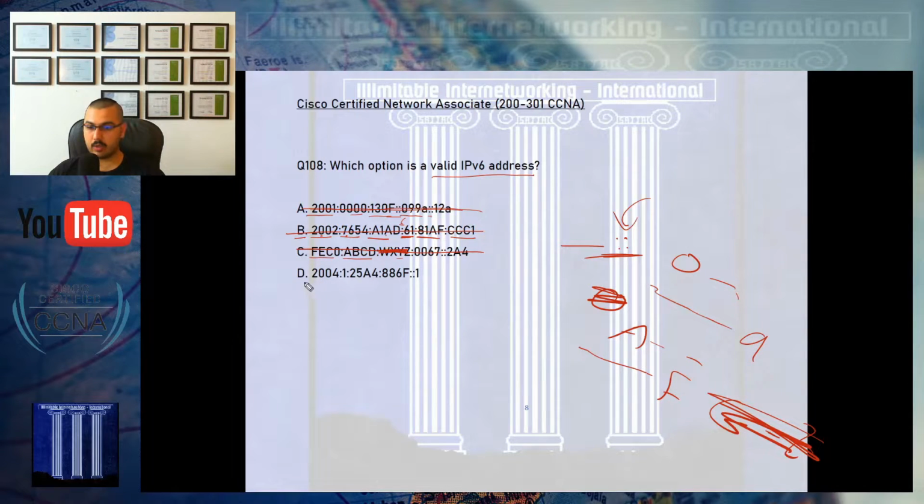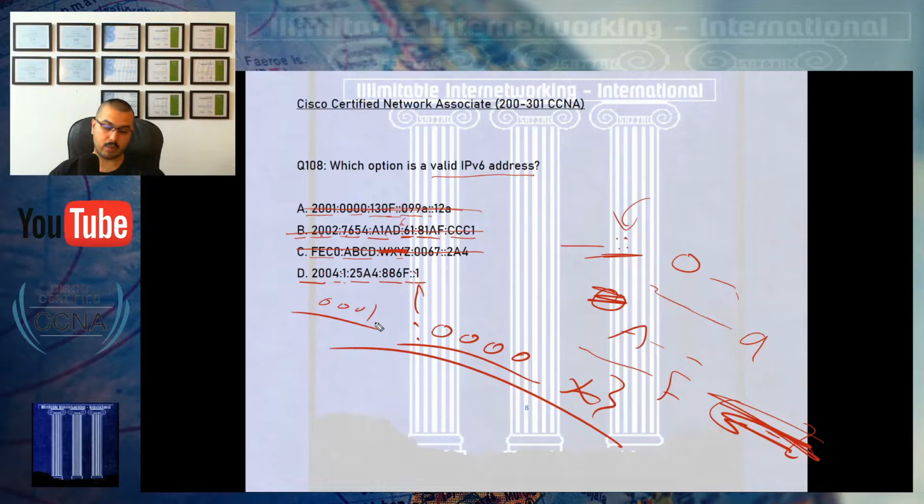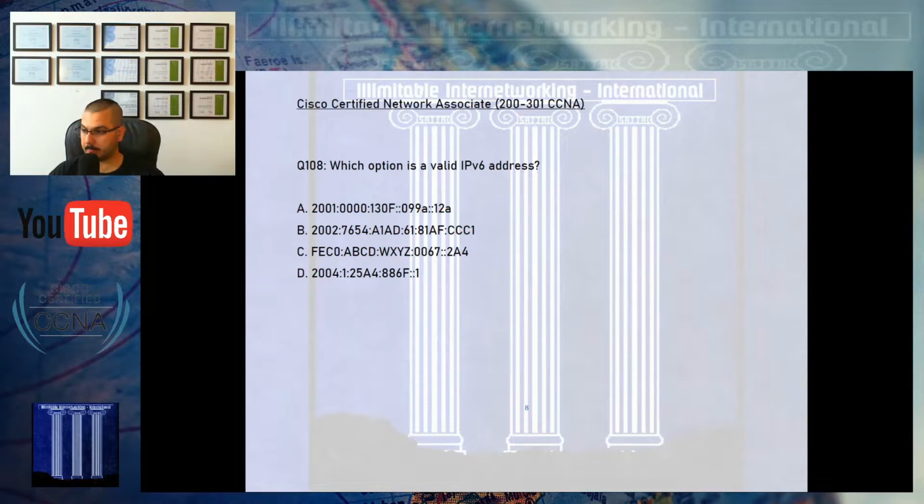Let's hope that this guy will work. 2004 colon 1. Colon 1 means this way. 25A4 886F, a double colon 1. So this is 1, 2, 3, 4, 5, and the double colon is shortcutting 3 quarters, or 3 parts that are included, so it's shortcutted. It's shortcutting 12-0 inside it. So this one is definitely correct, and these guys are a joke. Okay, so they will never be correct.